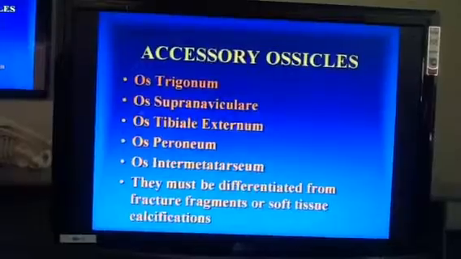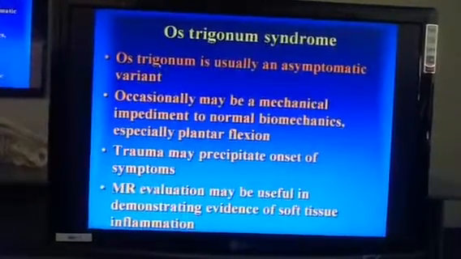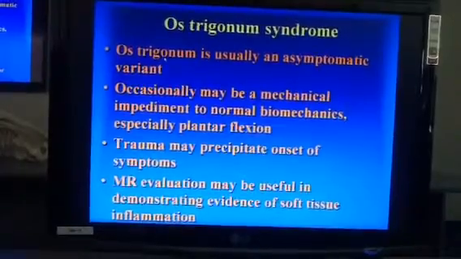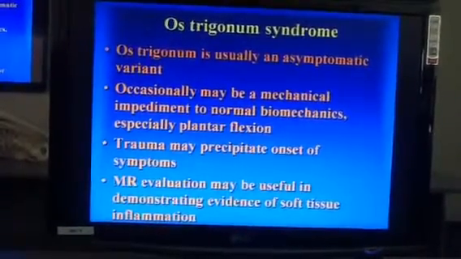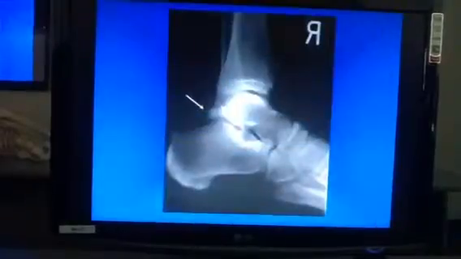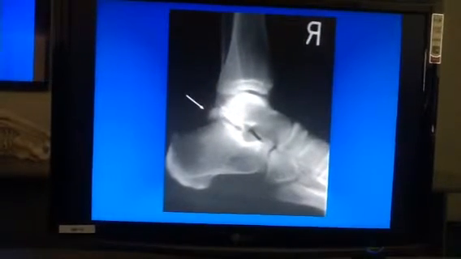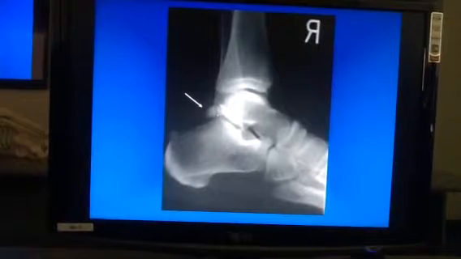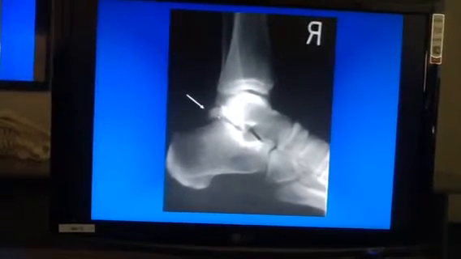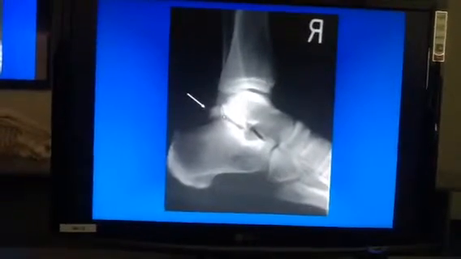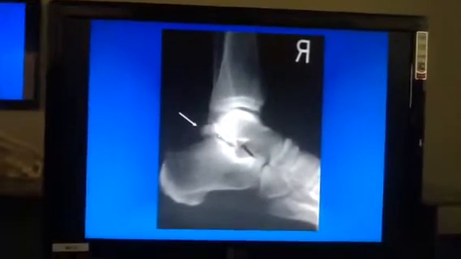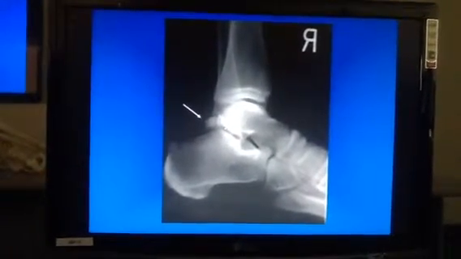Okay, so this one here, os trigonum, right? That's like the centrale and the styloideum. It could have clinical consequences and significance in that it could be painful. And there has to be a separation from the body of the talus and the posterior tubercle. All it is persistent non-union of the posterior tubercle. And then, I guess with stress, it becomes painful.